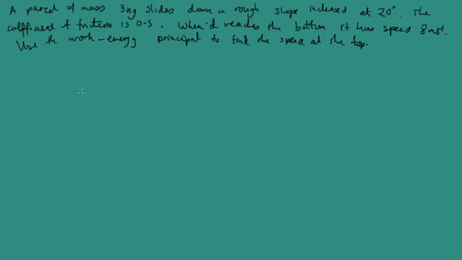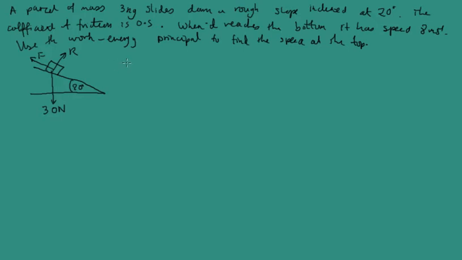So let's draw our force diagram. We've got 20 degrees, and here is our parcel. It has weight 30 newtons, and the reaction force will be perpendicular to the slope, and we have friction parallel to the slope in the opposite direction.